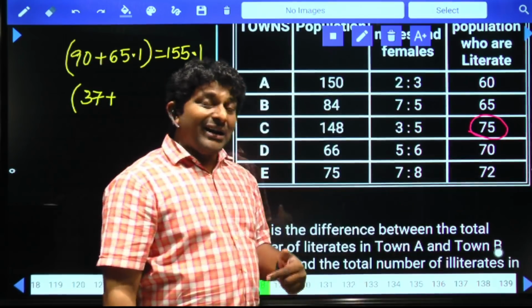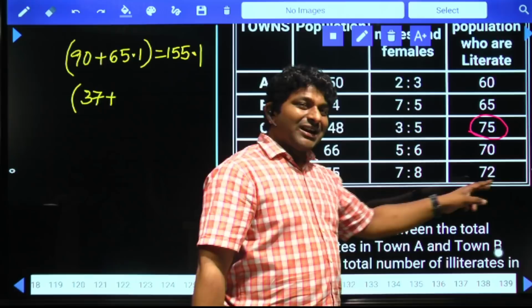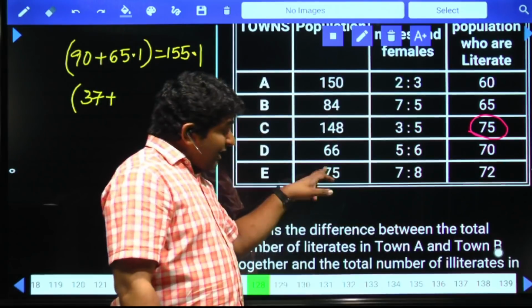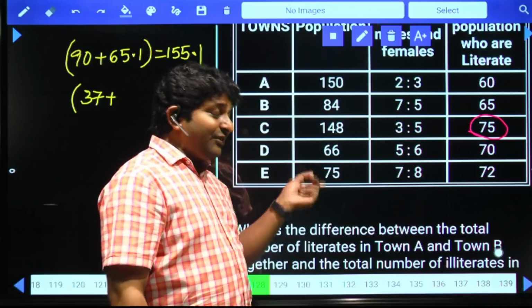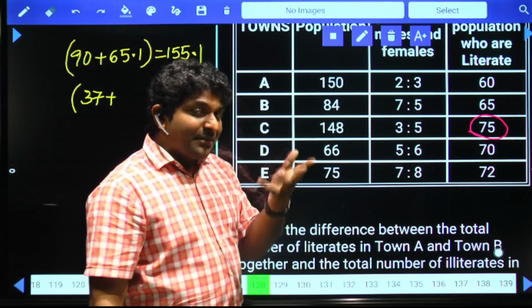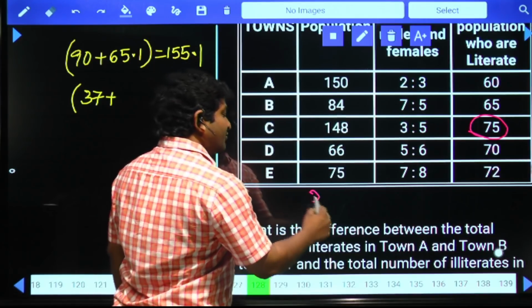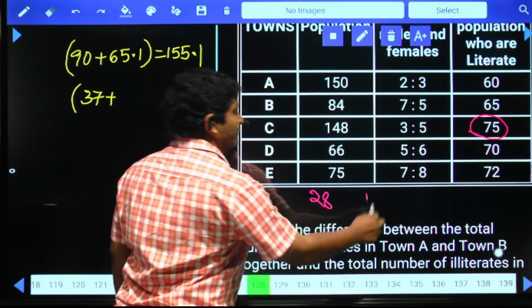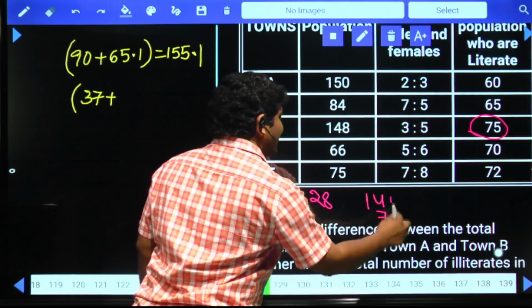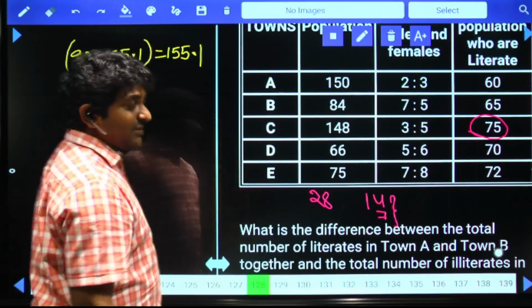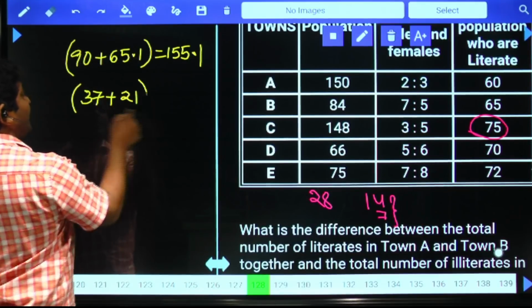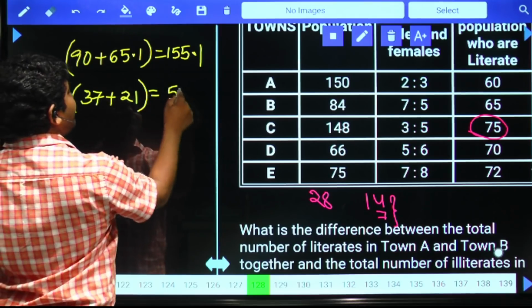72% are literates, then illiterates are 28%. 28% of 75 are 75% of 28. 75% is easy to calculate. 28. Half of this number 14 and again half 7. Total 75% is equal to 21. Now this value is equal to 58.